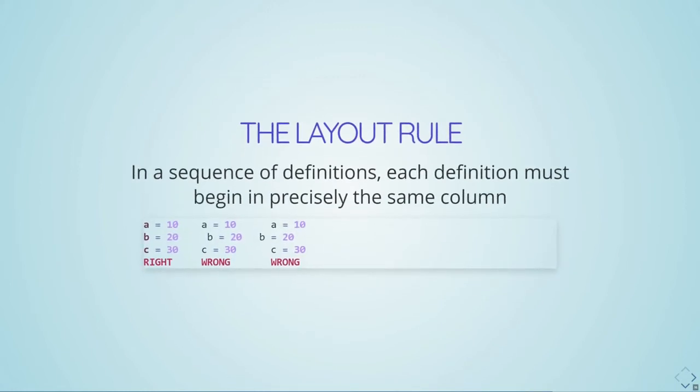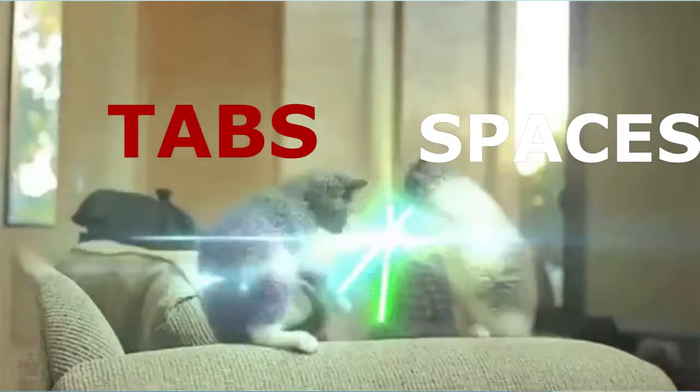Now in a bit, I'm going to introduce the let and where expression definitions, which involve putting expressions that are related to each other on different lines. And it's very, very important that these expressions line up properly. If they don't properly line up, it won't compile. This will be a syntax error. Now, this brings us to one of the greatest debates in all of history. Tabs versus spaces.